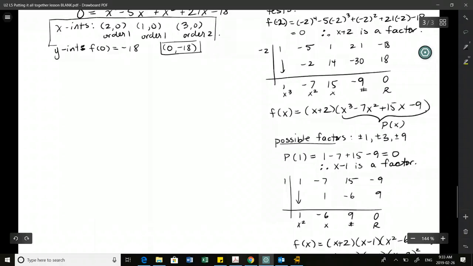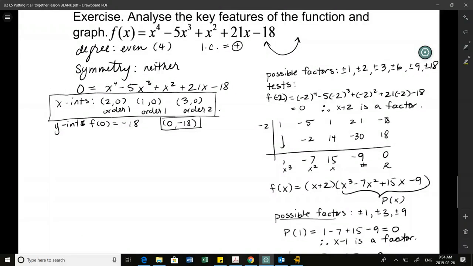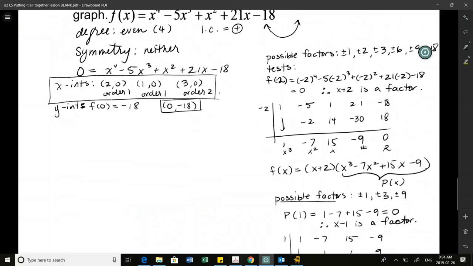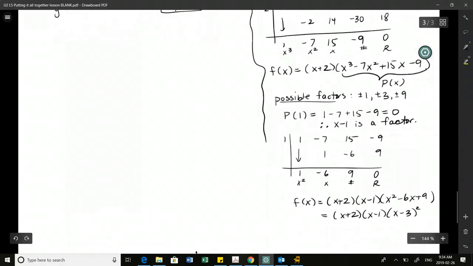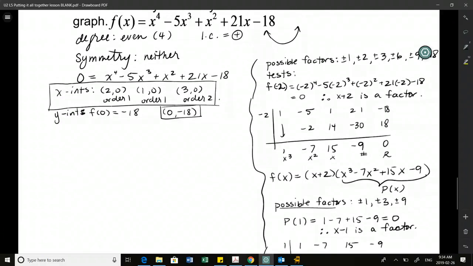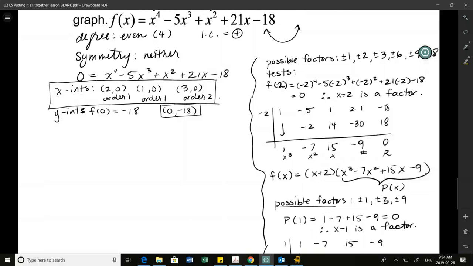So this is just my factoring over here. You can just do this. There's my factoring to find those x-intercepts. Should it be negative 2, 0? Yes, thank you.